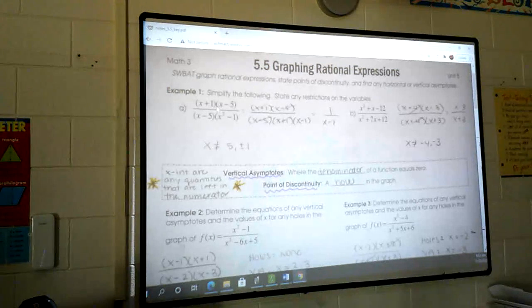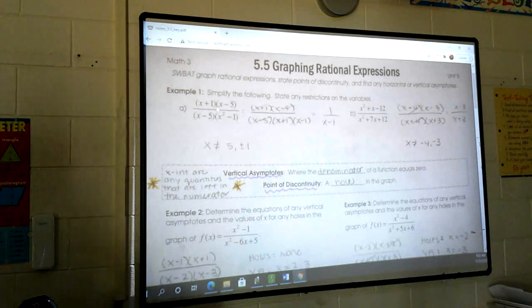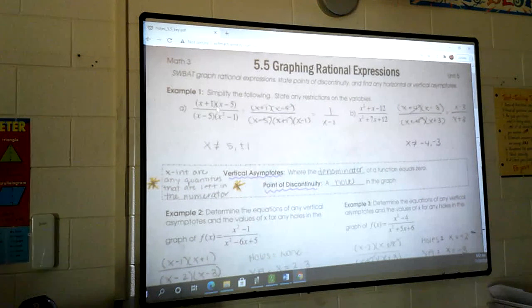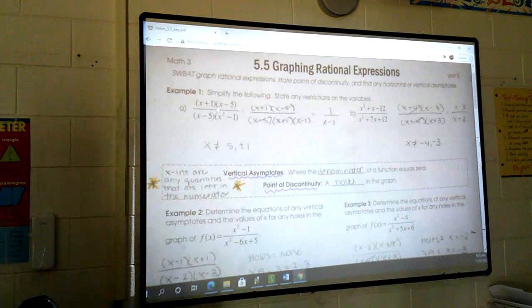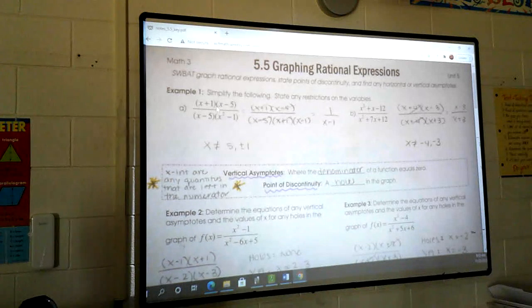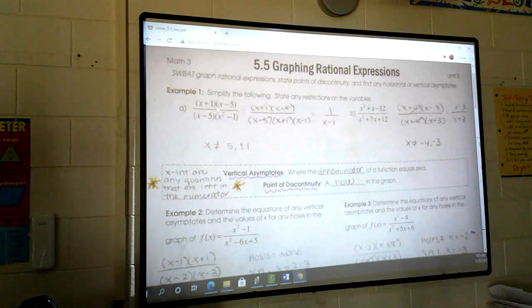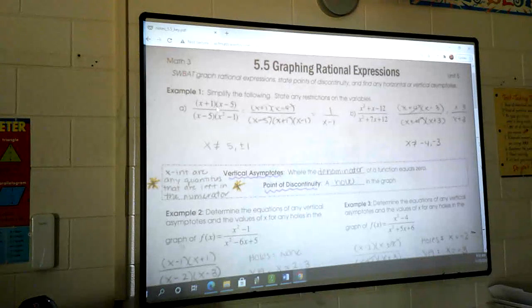And the next thing is called a point of discontinuity. So discontinuity means it's discontinuous, which means it stops. And that would be what we would call a hole in the graph. Okay, so basically instead of the graph just continuing on, it stops at a certain point.